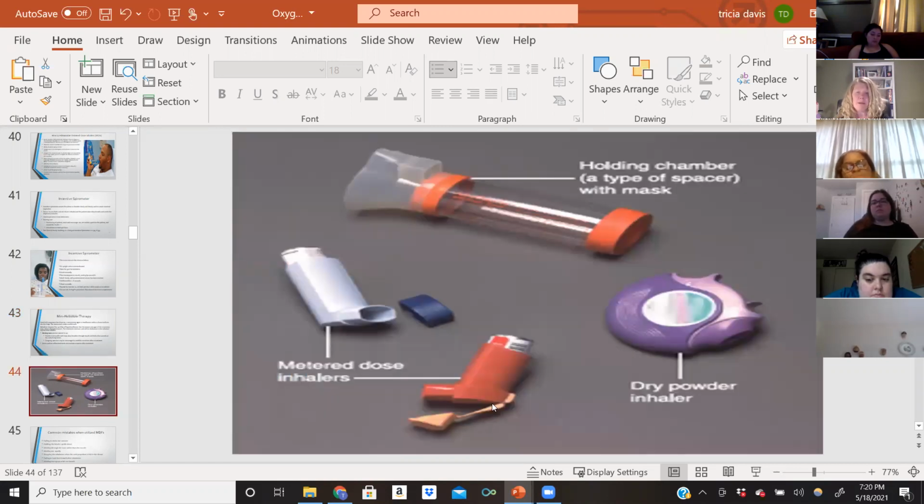So these at the bottom are your metered dose inhalers. This is your DPI on the right. That's the dry powder inhaler. And then this is a spacer.